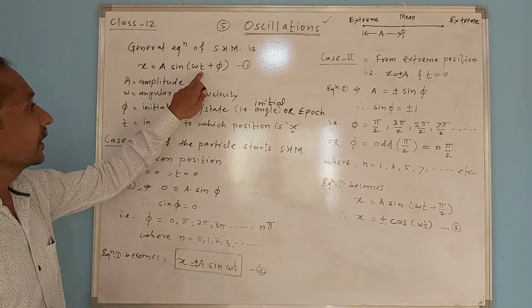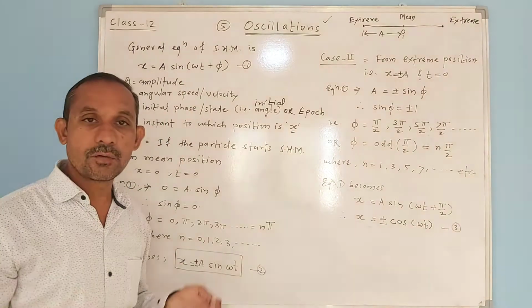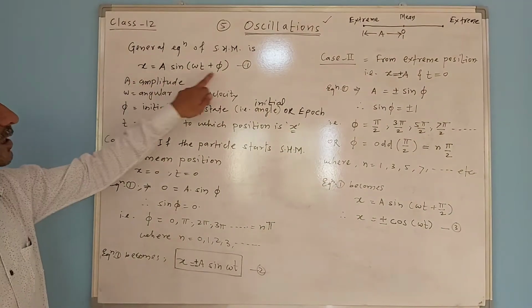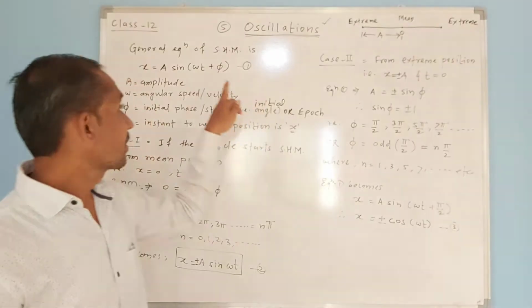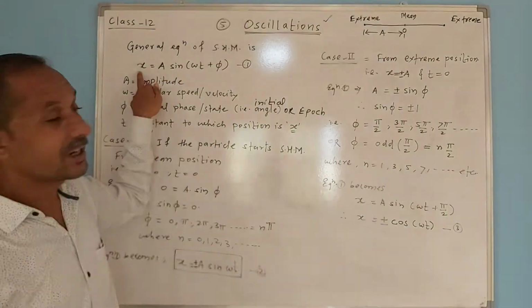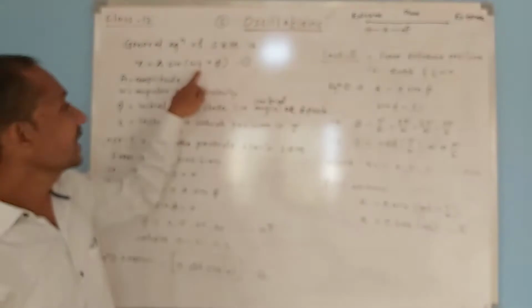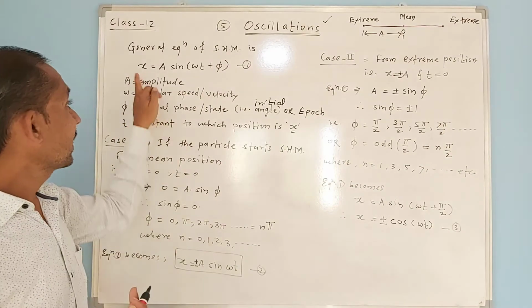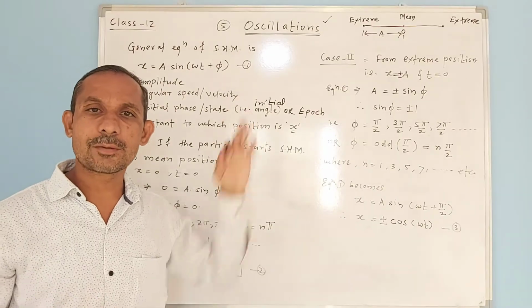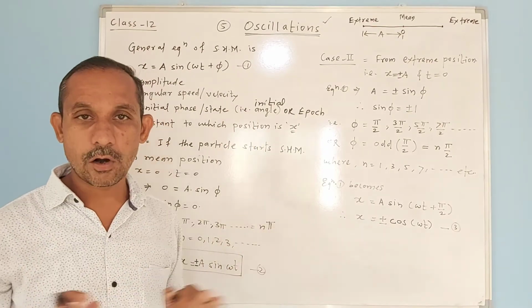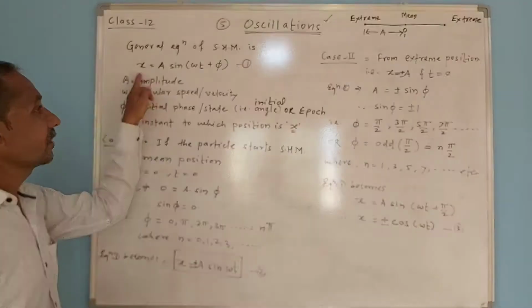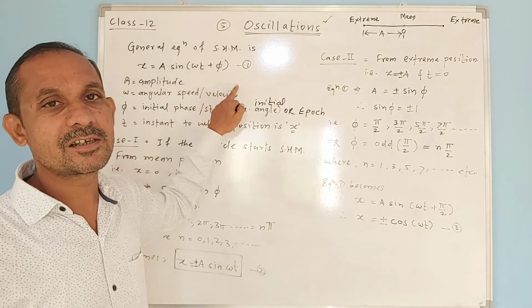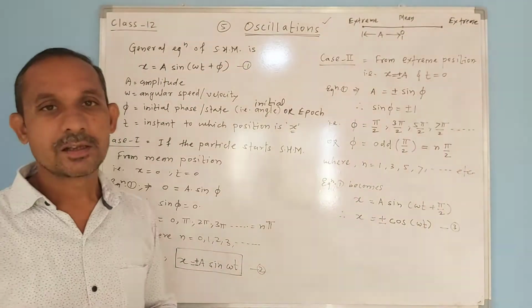t means the instant at which we are going to study or observe the motion. So this is the general relation, and it gives the displacement of the particle in simple harmonic motion at any instant t, where the particle may start its simple harmonic motion from any position. The general equation for the displacement is given by equation 1.